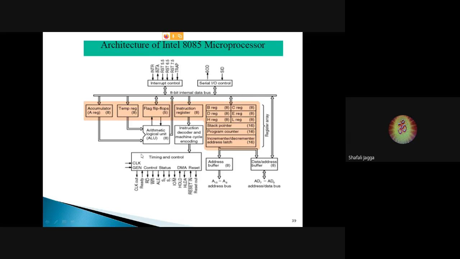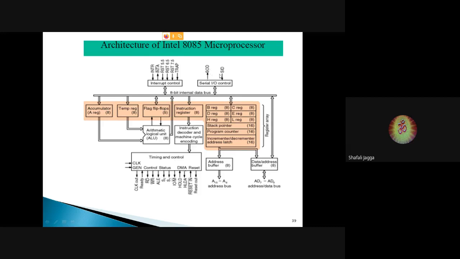Now, after this, we have the serial input output control. This is the important serial input output control. Whenever the microprocessor wants to read data bit by bit, it will be given on the SID line, so it will receive the data bit by bit. Whenever the microprocessor wants to write data to any external device, memory or IO device, bit by bit, it will be carried out using SOD.